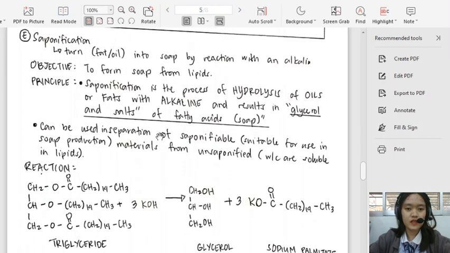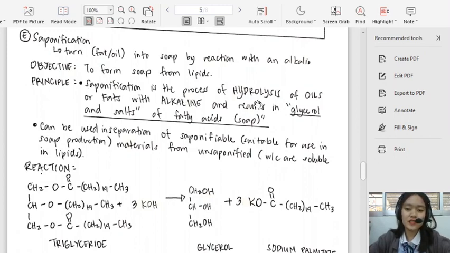So what is saponification? Saponification is turning fat or oil into soap by reacting with an alkali. The first alkali we used is KOH. Its objective is to form soap from lipids. Our lipids here come from the fresh coconut oil. Class, the coconut oil used for your saponification should be fresh, if ever you want to perform this in the future. It should not be rancid oil, because that already smells bad.